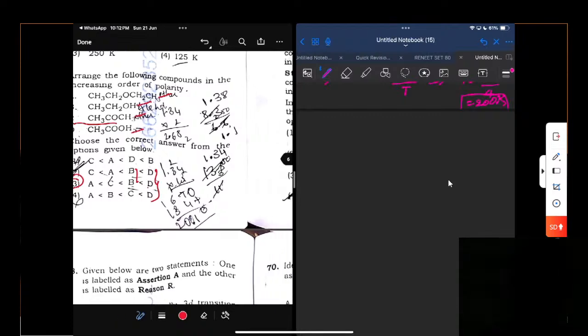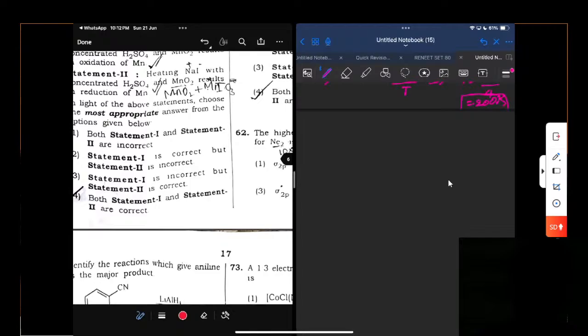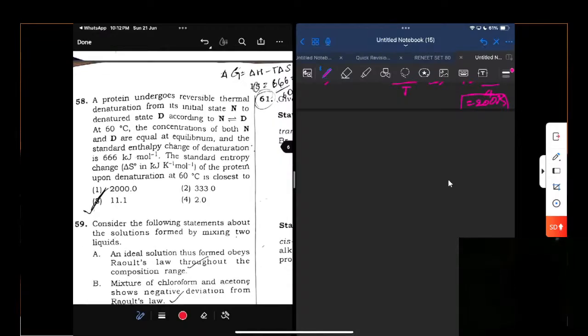Okay. Next, let us go to question 58. A protein undergoes reversible thermal denaturation from its initial state N to denatured state D. So N is getting converted into D. This is given at 60 degrees Celsius. The concentrations of both N and D are equal at equilibrium.